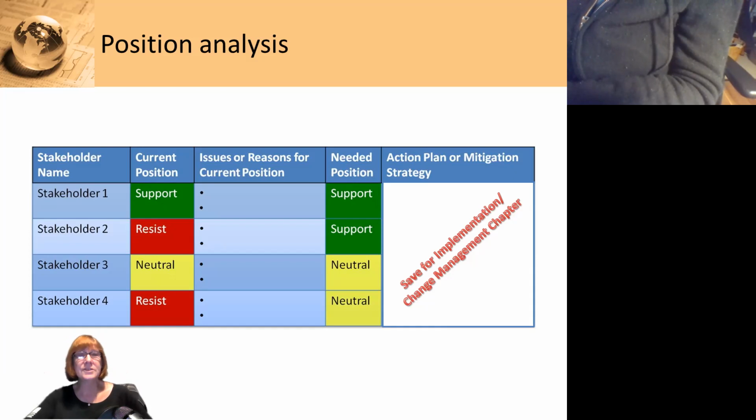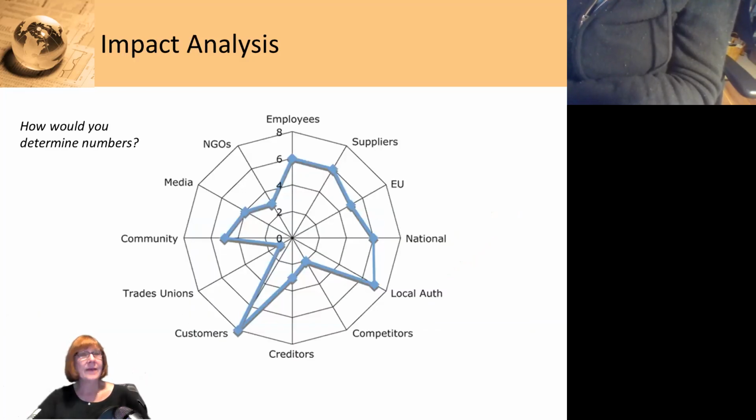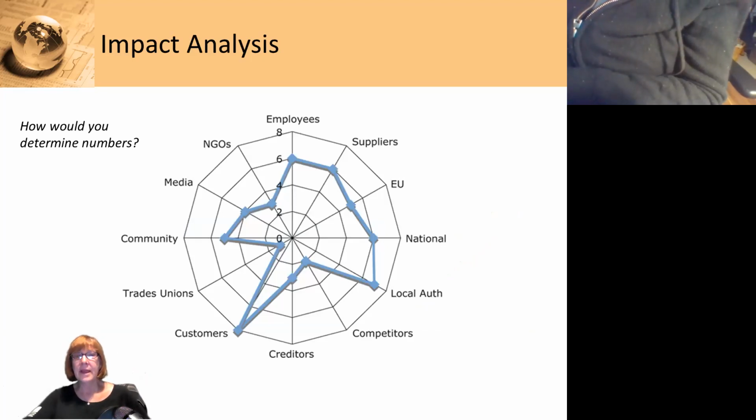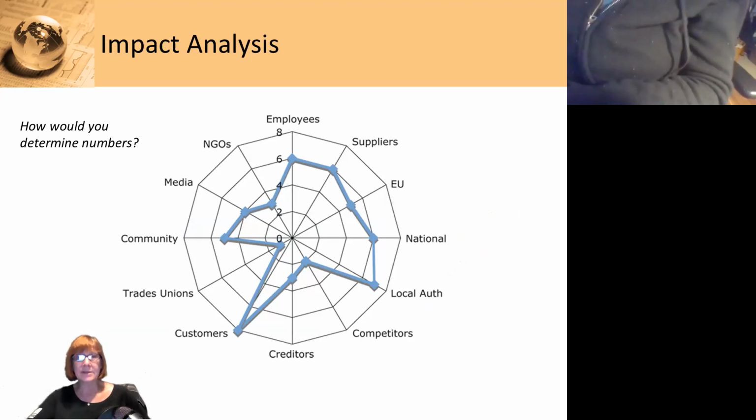So if you're going to use this particular position analysis, you only need one analysis, you don't need multiples. You have one stakeholder model, and one type of analysis that goes deeper. And then this is another one. It's an impact analysis, and it shows all of the stakeholders and how much impact they have. So how would you determine the numbers?